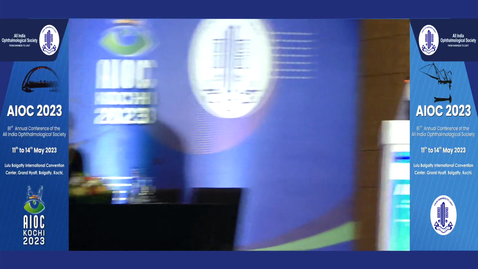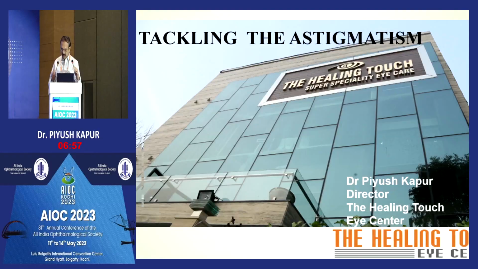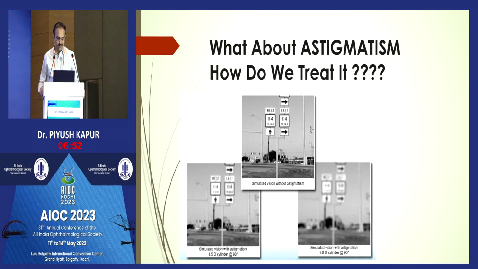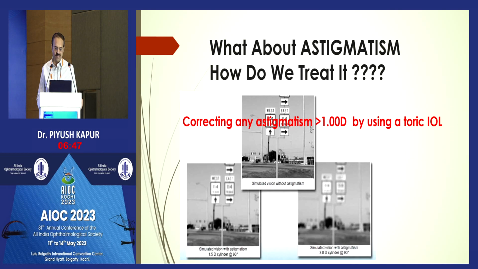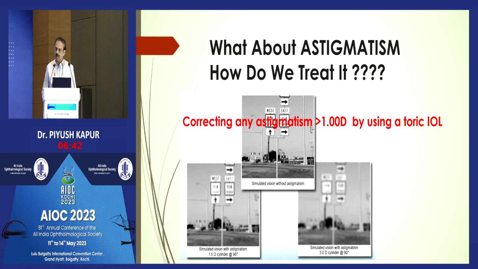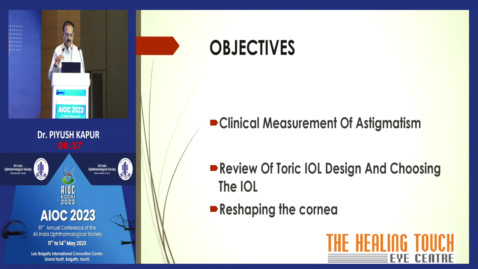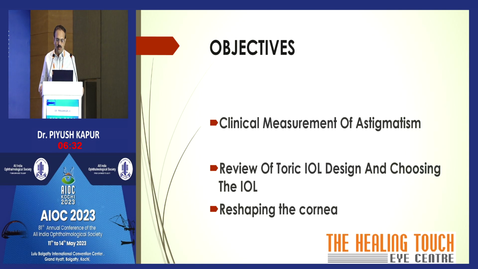Thank you, Dr. Bhalla, for your kind introduction and giving me this opportunity. In my talk today about precision in cataract surgery and trying to reach 20/20, I'll be talking about astigmatism and how we manage it. First of all, I would like to specify that we should always target and treat any astigmatism of more than about 1 diopter, or rather now the precision is reaching up to anything more than about 0.75. For this we need a right clinical estimation of astigmatism. We need to review which lens would be the best for our patient, and also we can reshape our cornea without using a toric IOL.